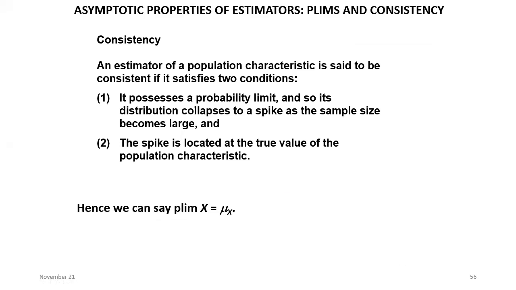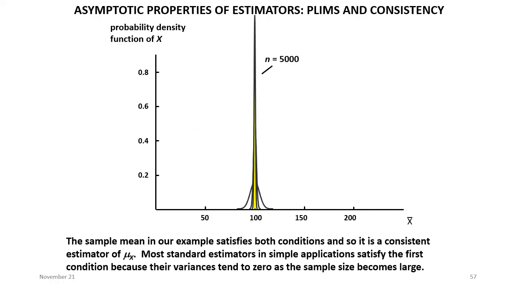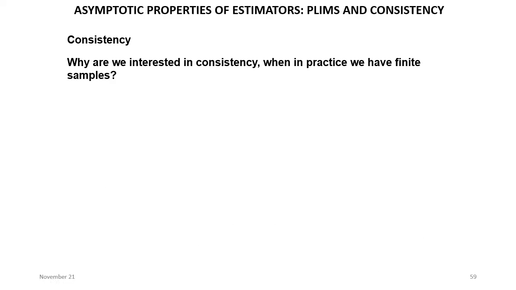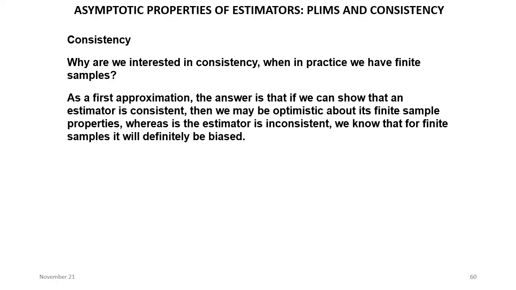And then the consistency idea is there. An estimator of the population characteristics is said to be consistent if it satisfies two conditions. One is that it possesses a probability limit, and so its distribution collapses to a spike as the sample size becomes large, and the spike is located at the true value of the population characteristics, which is shown by this diagram. So why are we interested in consistency when in practice we have finite samples?